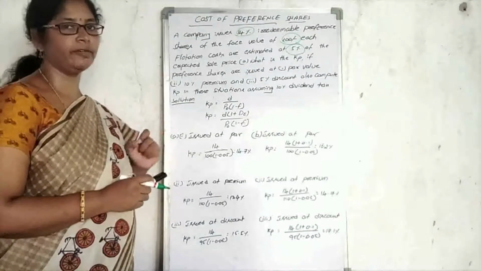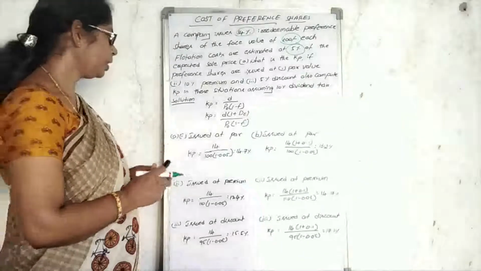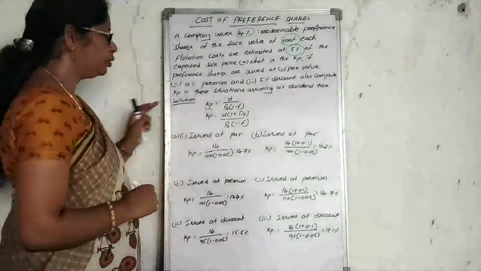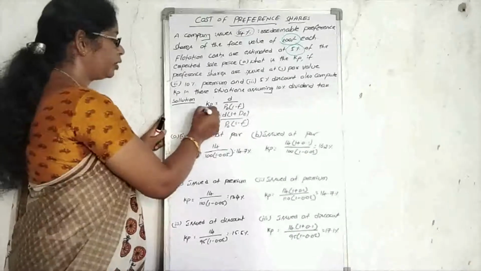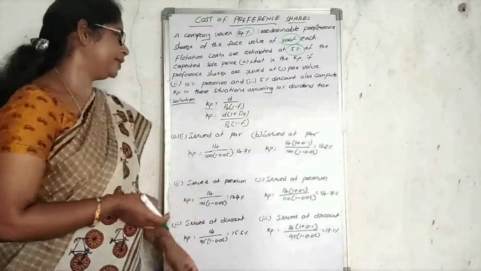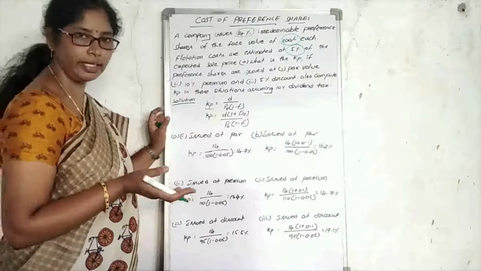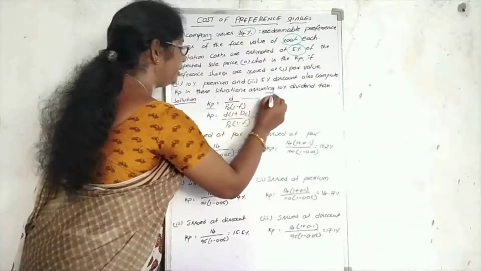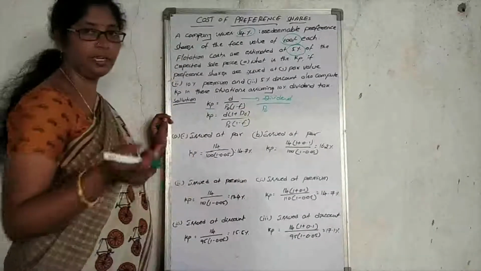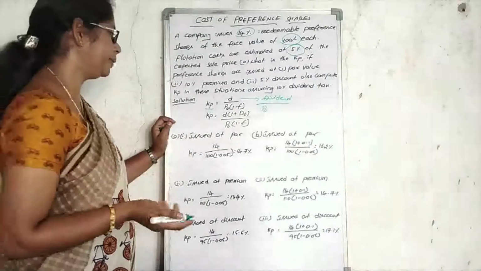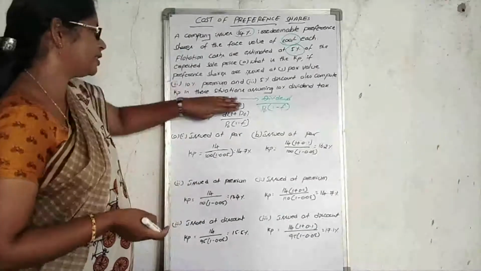First, we should identify the formula to find the cost of preference. The formula is KP equal to D divided by P naught into 1 minus F. What is KP? Cost of preference. After a certain period, they will receive dividend. Every year, they will get the dividends. D is nothing but the dividend. Dividend divided by P naught. P naught is nothing but the initial value or the face value, or whatever it may be. Into 1 minus F, where F is the flotation cost. So this is the one method.